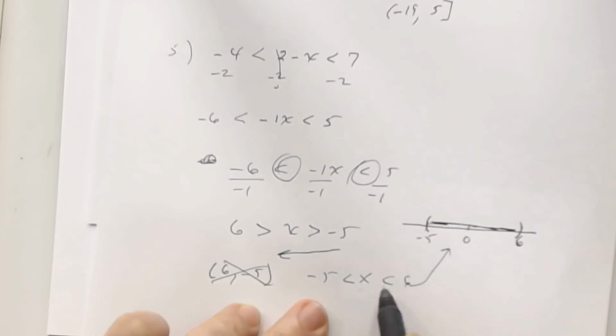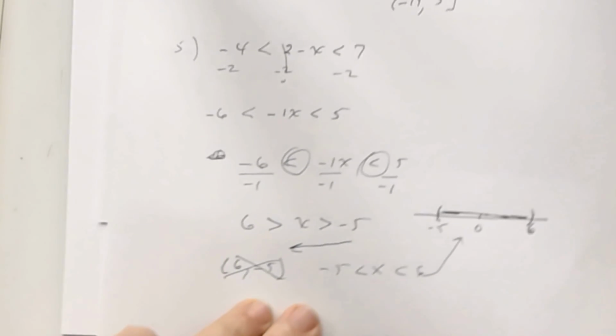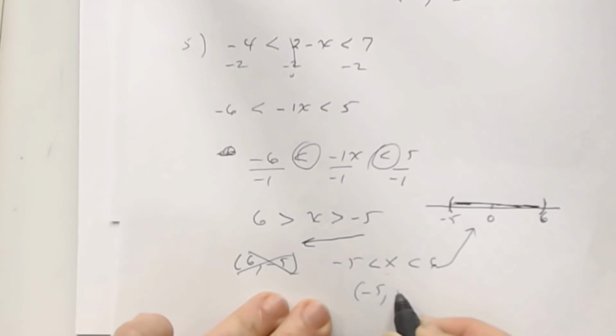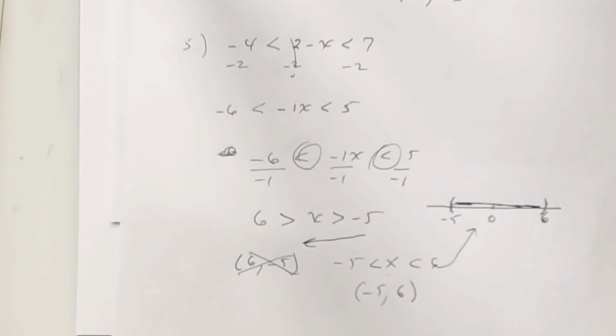And that's what this is, right? See this? So the interval notation is say negative 5 comma to what? 6 with parentheses. So that's how you would deal with the negative. Okay? All right, so those are your 5 problems. So let me show you what the worksheet looks like.